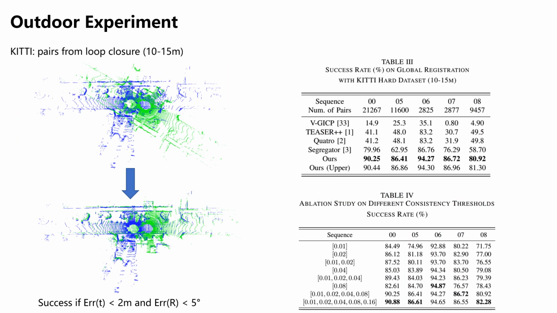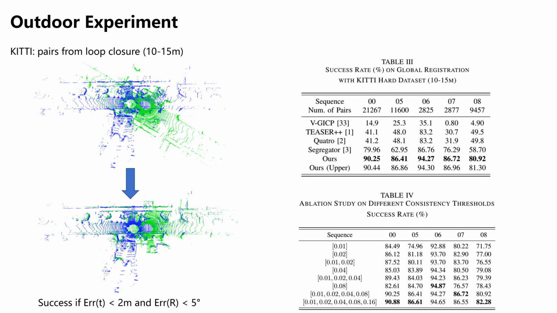For outdoor scenarios, we utilize the KITTI dataset. We selected registration frames from loop closures with translations ranging from 10 to 15 meters. Registration was considered successful when the translation error was less than 2 meters and the rotation error was less than 5 degrees. The upper right image presents the success rates of our registration method compared to state-of-the-art (SOTA) approaches in outdoor scenes.